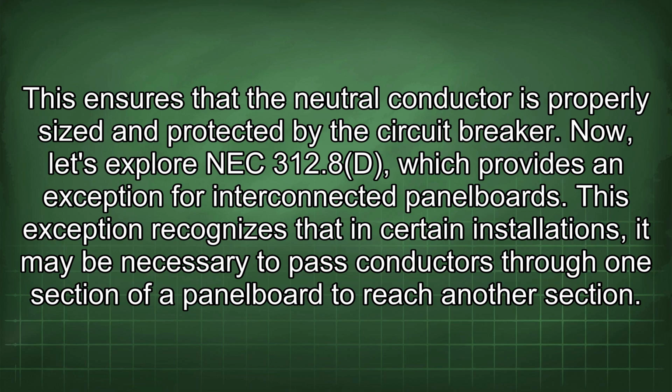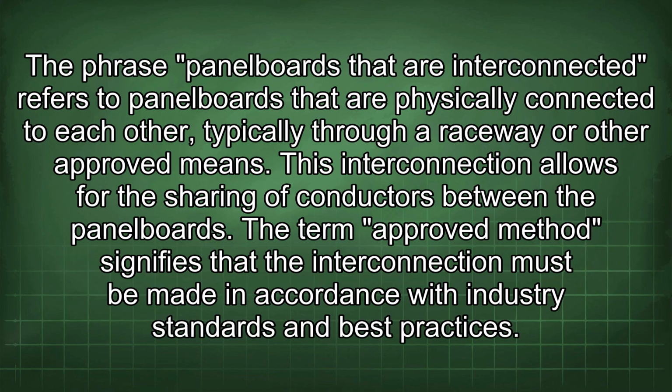Now let's explore NEC 312.8(d), which provides an exception for interconnected panel boards. This exception recognizes that in certain installations, it may be necessary to pass conductors through one section of a panel board to reach another section. The phrase panel boards that are interconnected refers to panel boards that are physically connected to each other, typically through a raceway or other approved means. This interconnection allows for the sharing of conductors between the panel boards.